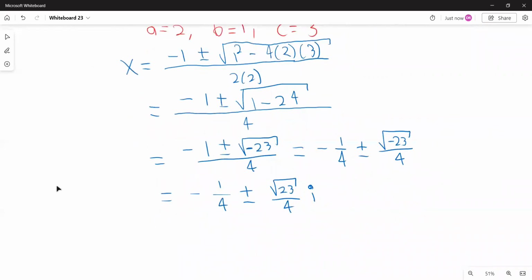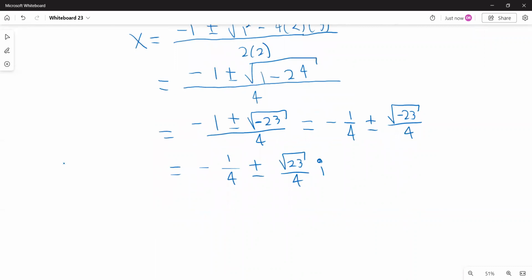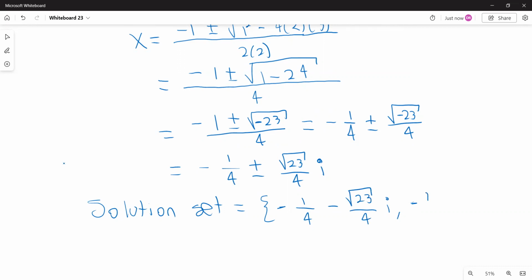So that is going to be the solution set. Okay, the solution set is -1/4 minus square root of 23 over 4i, and -1/4 plus square root of 23 over 4i. Okay, final answer.